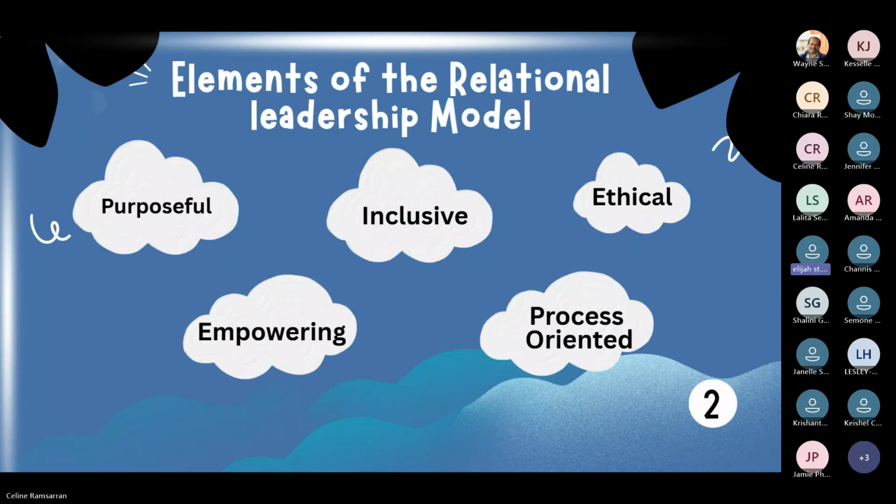So, as we acknowledged from previous presentations, relationships are the key to effective leadership. The relational leadership model sets the foundation upon which strong relationships can foster between leaders and participants within a community, ensuring that the leader's approach is purposeful, inclusive, ethical, empowering, and process-driven.